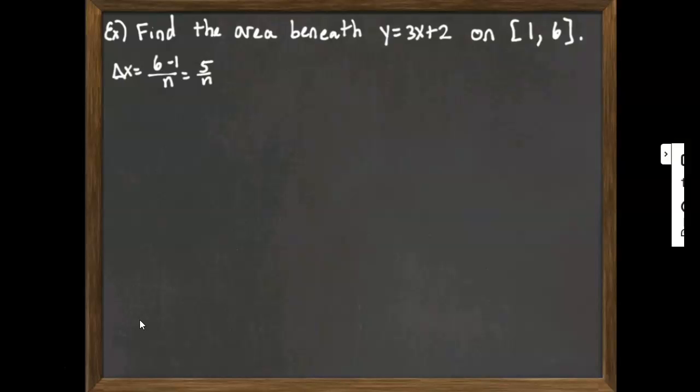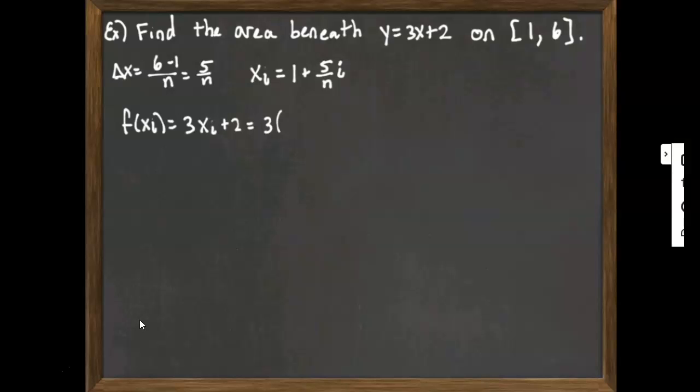So first thing we do is compute delta x. That's b minus a, the width of the overall interval, divided by n. So it would be 6 minus 1 divided by n, which is 5 over n. Then we compute xi. xi is the left endpoint, 1 in this case, plus delta x, 5 over n, times i. Before we go into the sum formula, what I like to do at this point is plug that xi into my function so I can see what f of xi would look like.